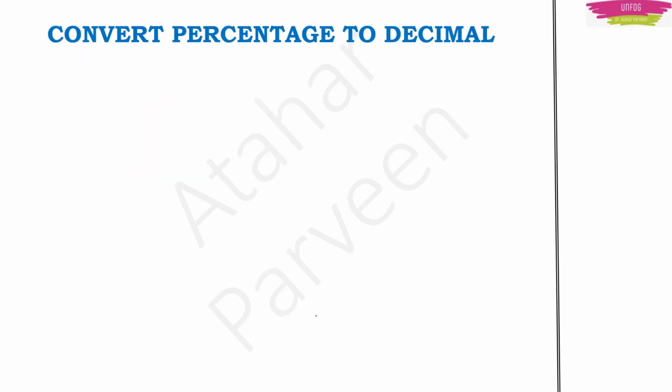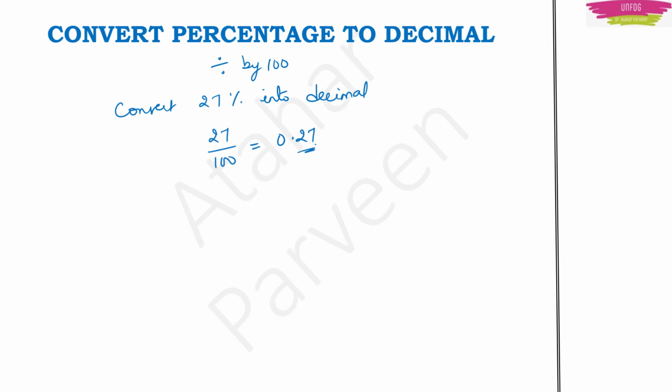In the same manner, you can convert the percentage into decimal also. What you have to do? Here also you can divide by 100 and get the answer. For example, if the question is convert 27% into decimal, 27 by 100, correct? This will be equal to 0.27. This is the answer. That's it.